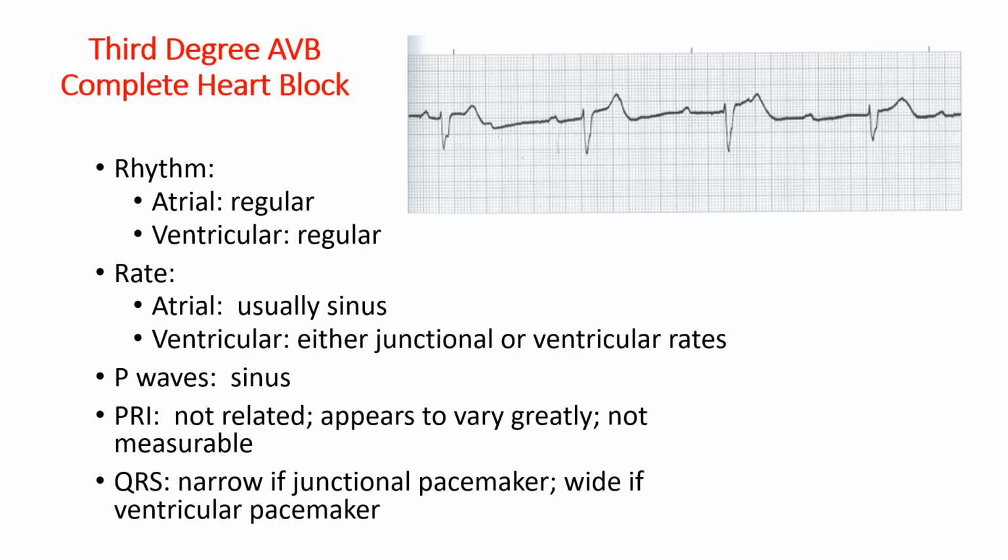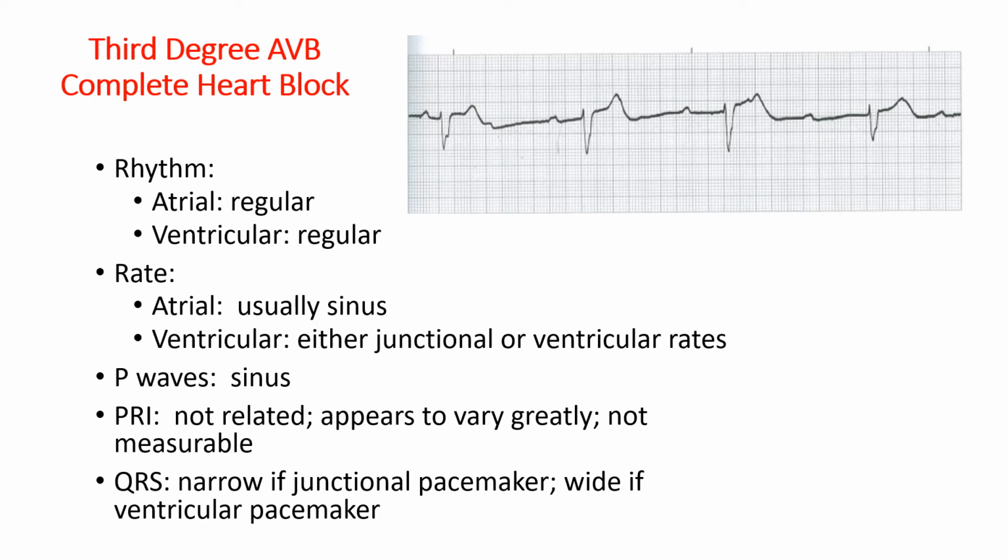The rate, your atrial rate, is going to be usually sinus and faster than your ventricular rate. You have more P's than QRSs. And your ventricular rate, if it comes from the junction, might be 40 to 60, whereas if it comes from the ventricles, it'll be 40 or less, and it'll be wider.